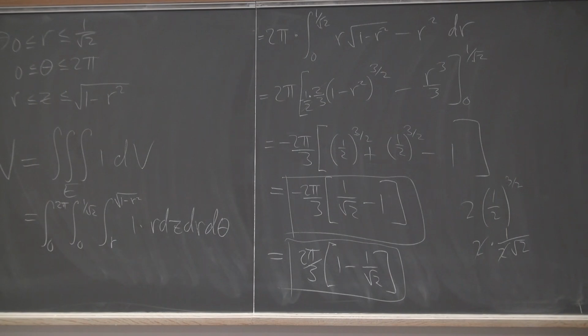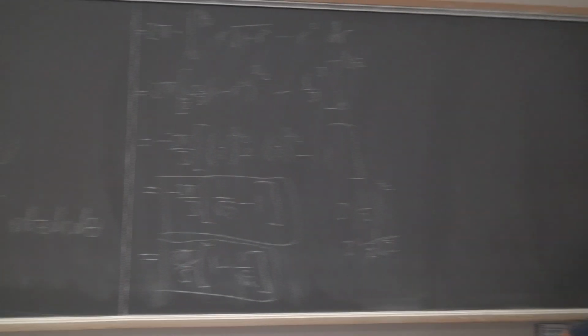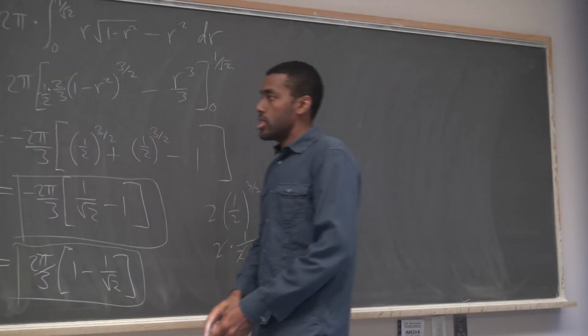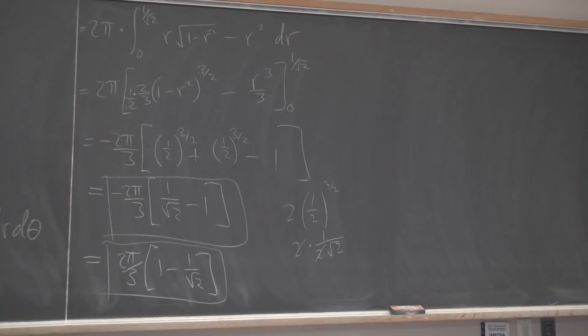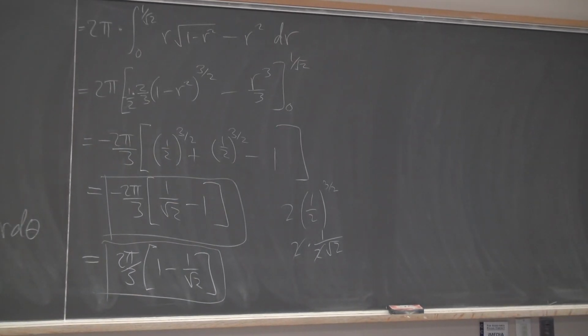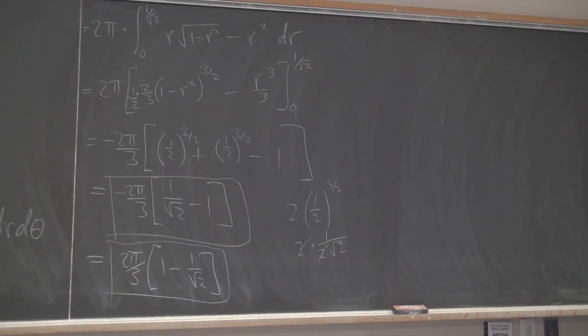What if I had said I want the volume of the solid bounded by those 2 surfaces in the first octant? The theta would have changed. It would have been 0 to pi over 2. Right, I would have changed the theta.